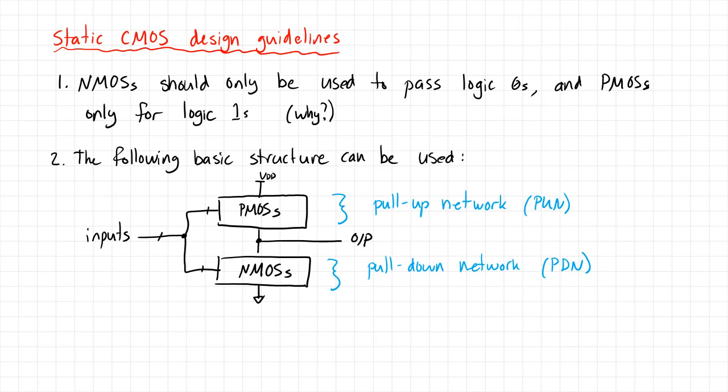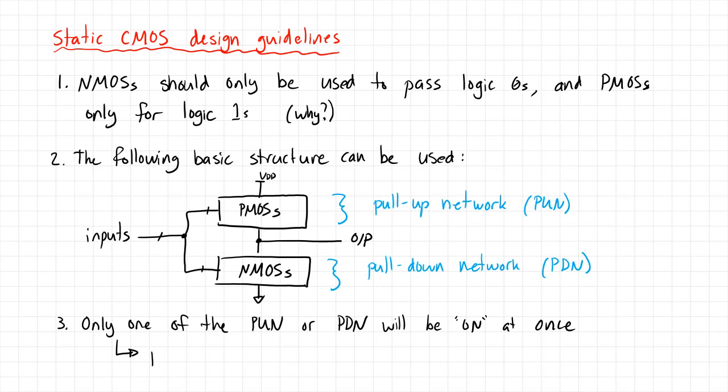Now, of course, we don't want the output being pulled in 2 different directions, and we don't know which direction it's going to go into. It's going to be a short circuit condition. We really want to avoid that. So only one of the pull up or pull down networks will ever be on at once. And that is actually the third guideline: only one of the pull up network or pull down network will be on at once.